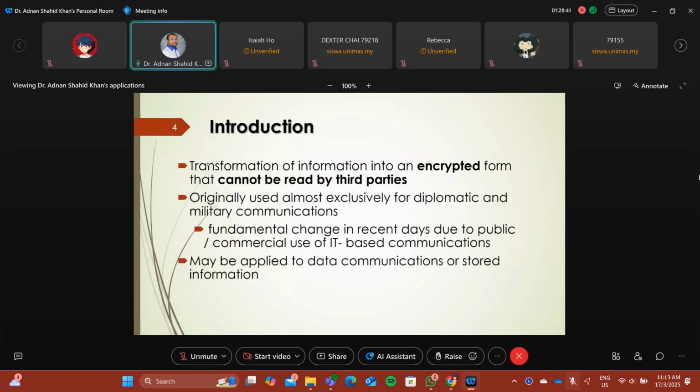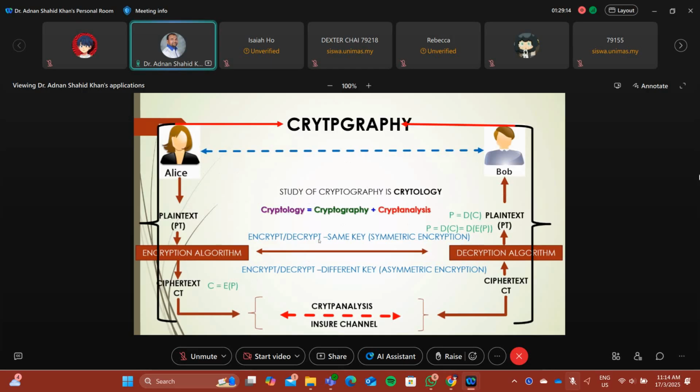So for introduction: transformation of information into an encrypted form that cannot be read by a third party. If you see, when we write a password, it's static. Originally used almost exclusively for diplomatic and military communication, initially in the 1940s, 1950s. Fundamental change in recent days due to public commercial use of IT-based communication. May be applied to data communication or stored information. So this is cryptography. I designed this for the whole lecture.